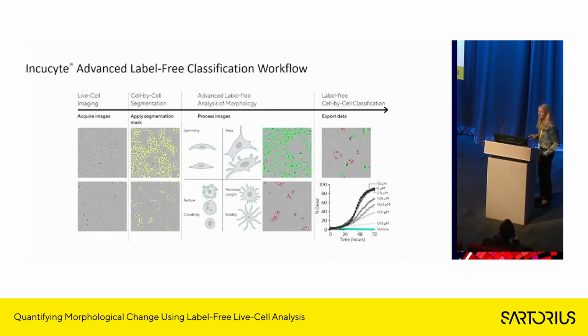We've built the advanced label-free classification of cell morphology into a simplified and user-friendly workflow. The schematic shown here is an example using the label-free live dead assay. First we acquire our images using the IncuCyte, and then we segment the individual cells using our cell-by-cell analysis. The advanced label-free classification add-on allows us to process the images using our advanced algorithms and quantify the different features of the cells.